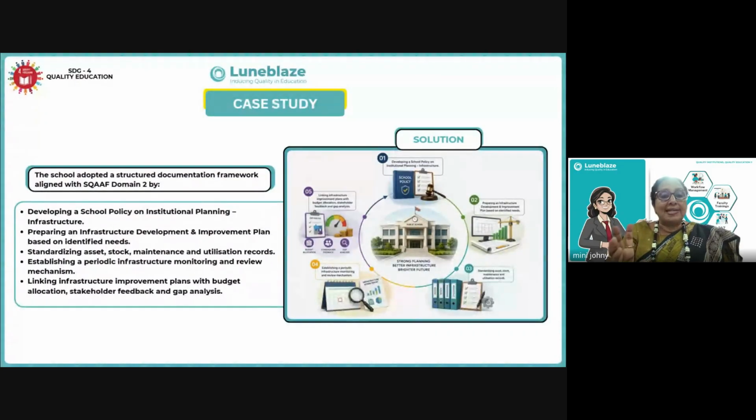The school adopted a structured documentation framework aligned with the SQAAF Domain 2. You see, developing a school policy on institutional planning, that is infrastructure. Preparing an infrastructure development and improvement plan based on identified needs. What is needed? Standardizing asset, stock, maintenance and utilization of records. They established a periodic infrastructure monitoring and review mechanism, linking infrastructure improvement plans with budget allocation, stakeholder feedback, and gap analysis. Next slide, please.